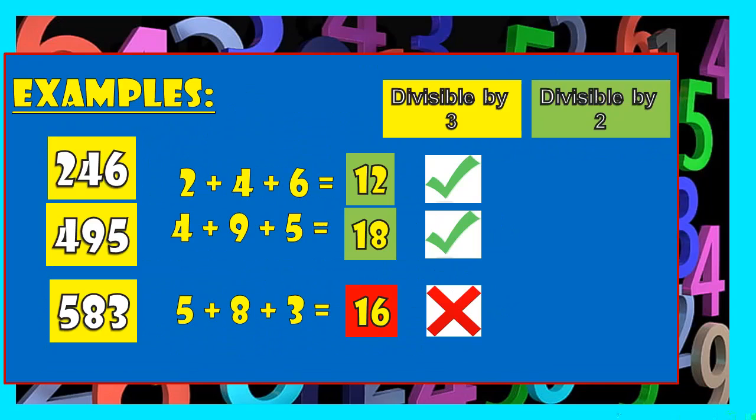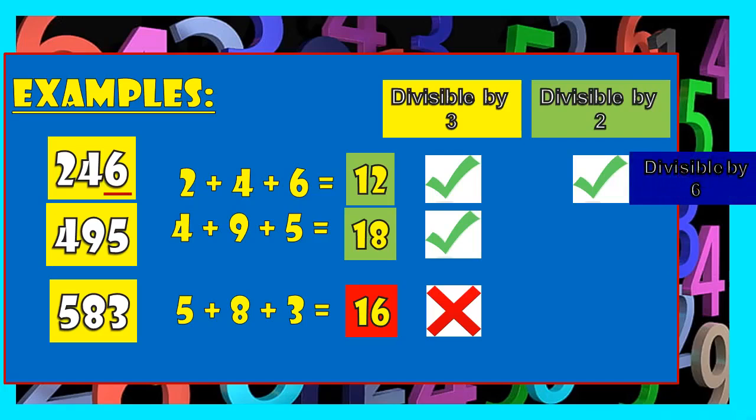So, is 246 divisible by 2? So, according to the rule, a number is divisible by 2 if the last digit of the number is an even number. So, what is the last digit of 246? You're correct, it is 6. 6 is an even number. So, therefore, it is divisible by 2. Since 246 is divisible by 3 and 2, therefore, 246 is divisible by 6.